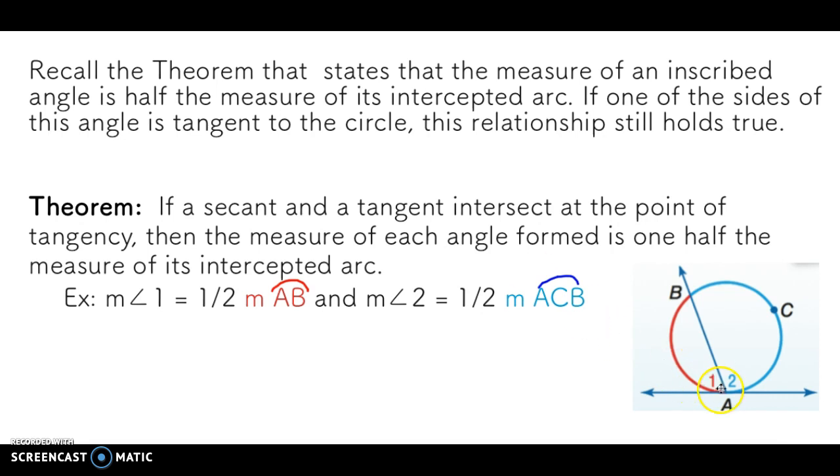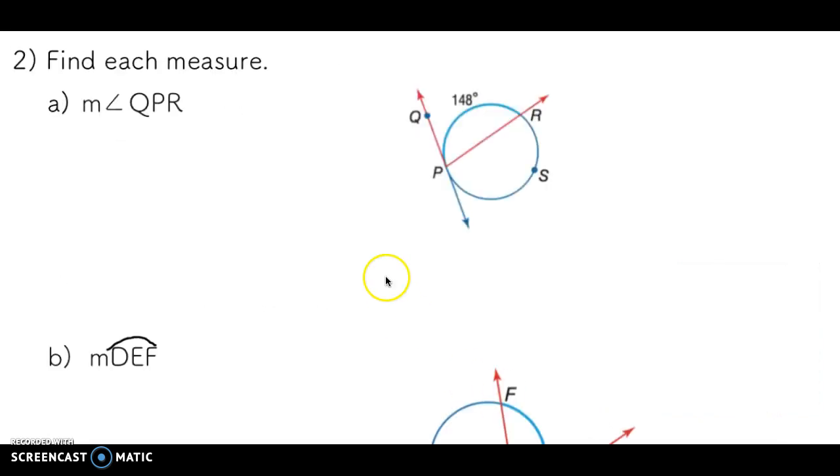Okay, so here, the measure of angle 1 is just half of the measure of arc AB, and the measure of angle 2 is just half of the measure of arc ACB. Okay, so I want you to find the measures of QPR and DEF. Please pause the video and work these on your own.